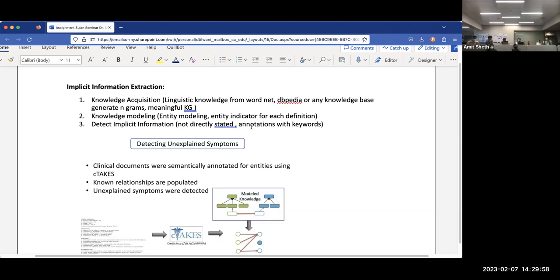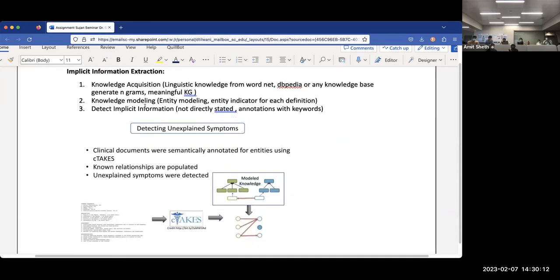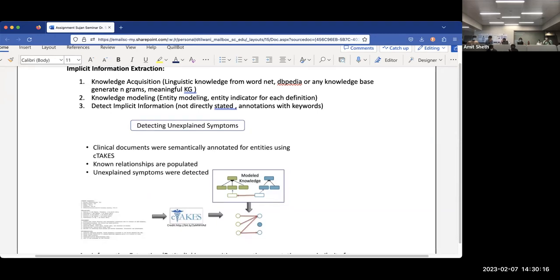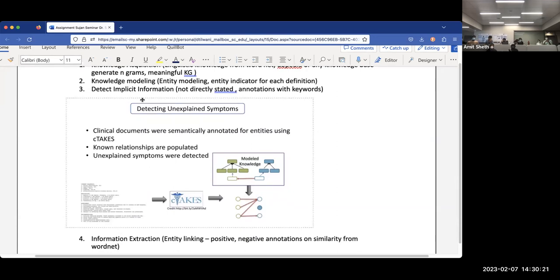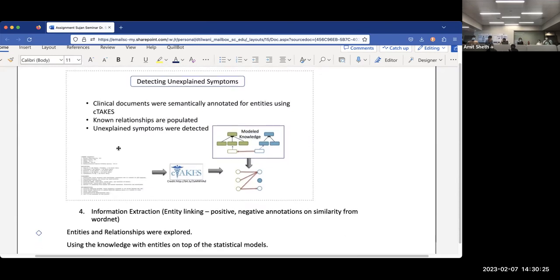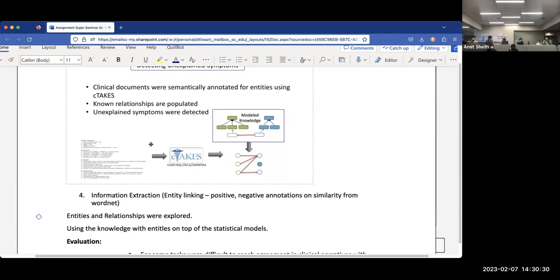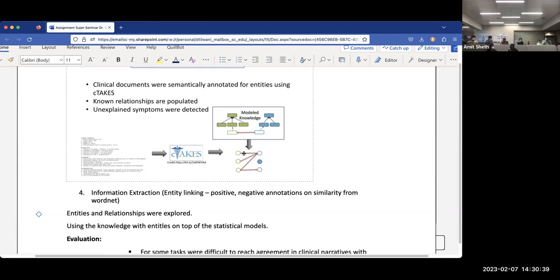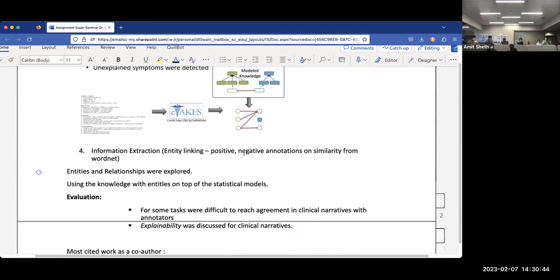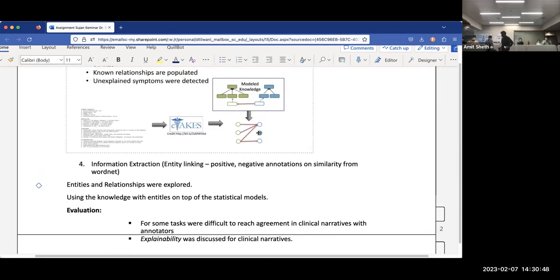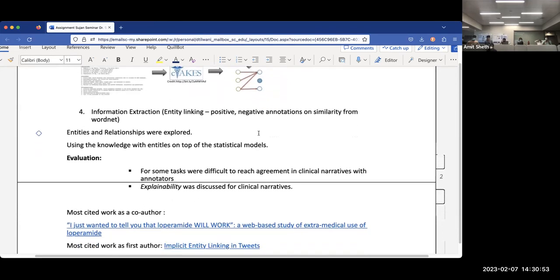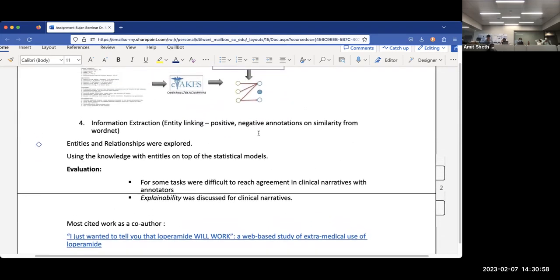I just discussed the why and what; this was the how part, how they did it. Extracting implicit information works by, first of all, knowledge acquisition. Then knowledge modeling, which was the entity modeling, entity linking, extracting all the entities. Then detecting implicit information from the extracted entities. This was an example in the medical domain, where they use clinical documents which are semantically annotated for entities. Using cTAKES, they try to identify the relationships populated from there, and explain the unexplained symptoms which were not directly written in the notes. Then information extraction was the entity linking part, like positive or negative annotations of words.